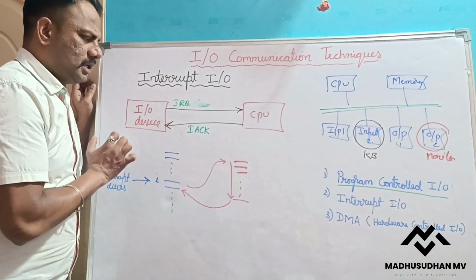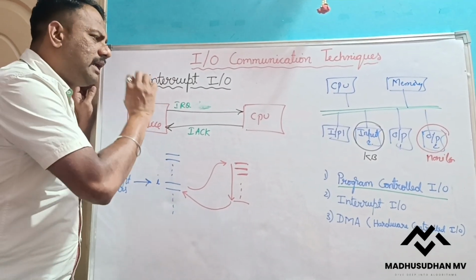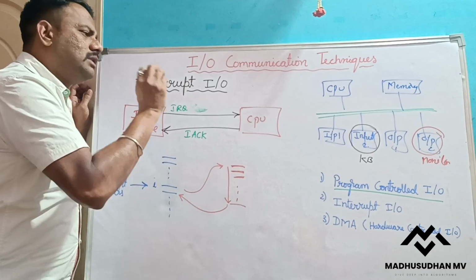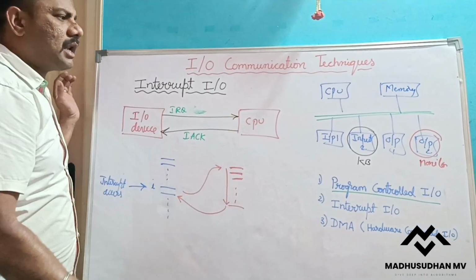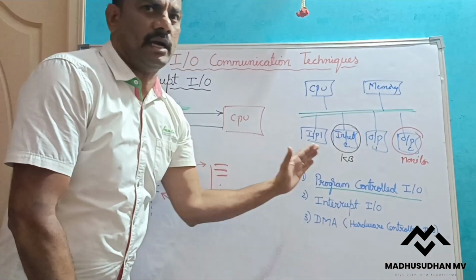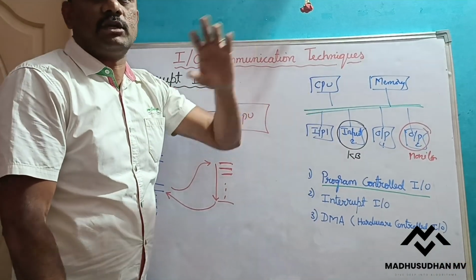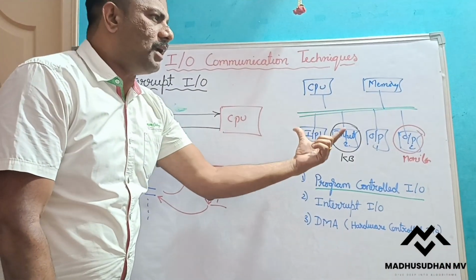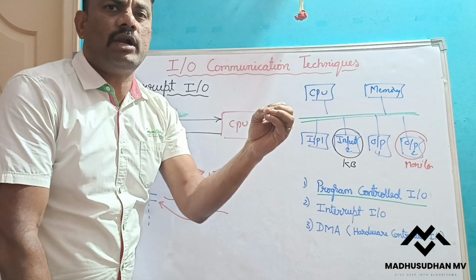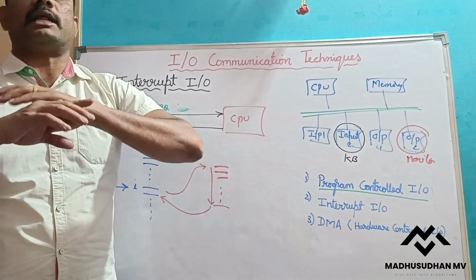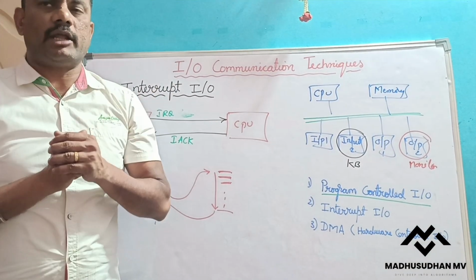Okay. Now the question is, whenever an interrupt occurs, that is, IO devices raise the interrupt, there are many IO devices connected. So how will only one IO device send? That's the question. Because when many IO devices are there, any IO device can raise the interrupt at any point of time. So how to identify?